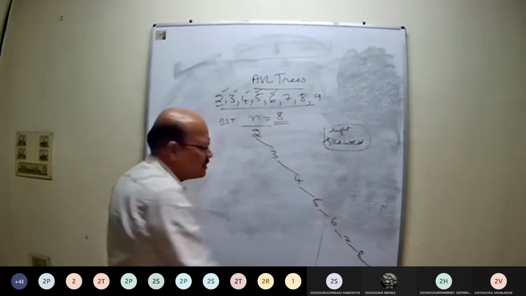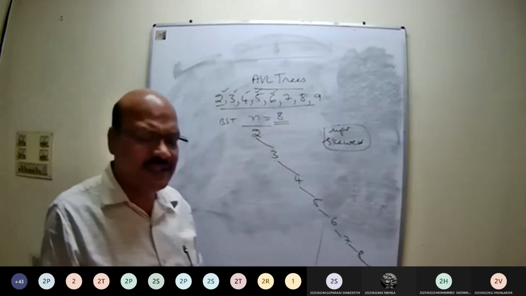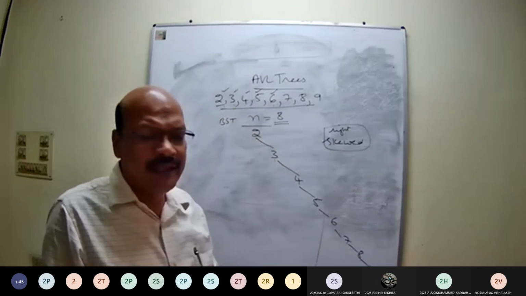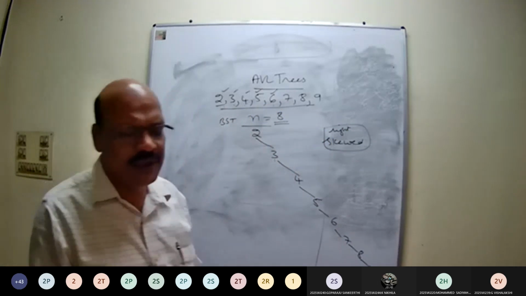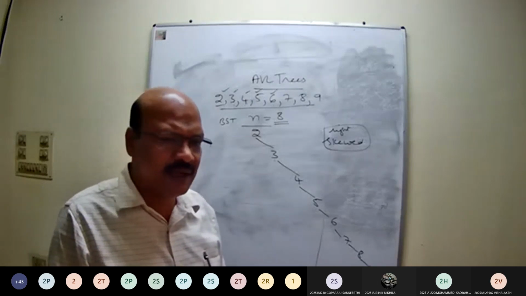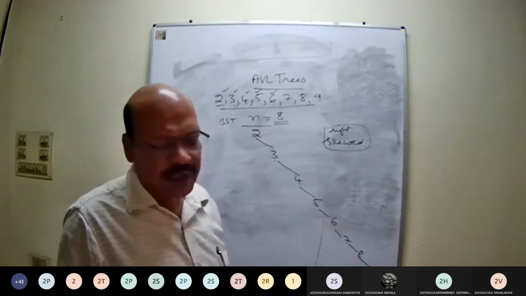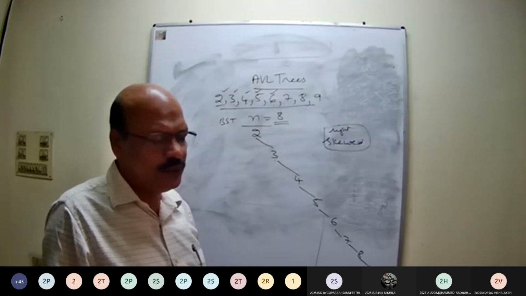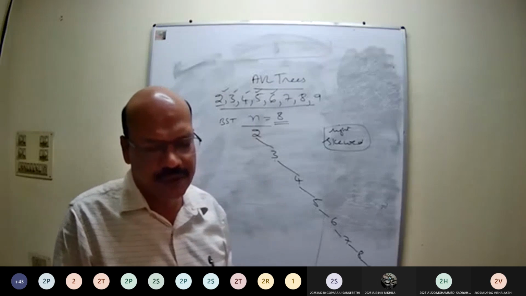So this tree is known as a skewed tree, because all the children of this tree are oriented in only one direction. If all the children of a binary tree are oriented in the left direction, then it's called a leftist or left skewed tree. And if they are oriented in the right direction, then it's called a rightist or right skewed tree. So this is a right skewed tree.